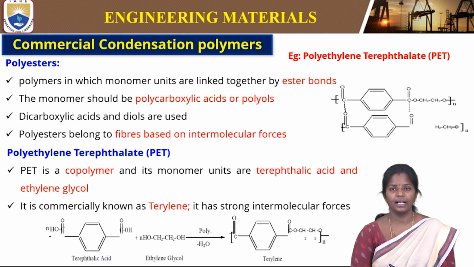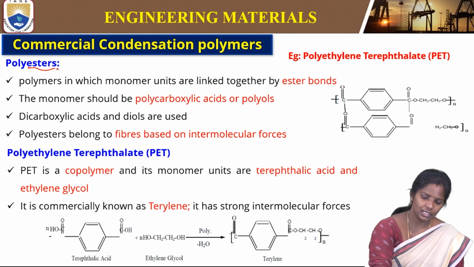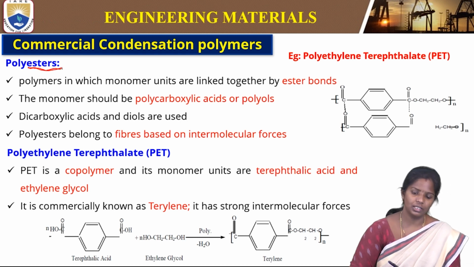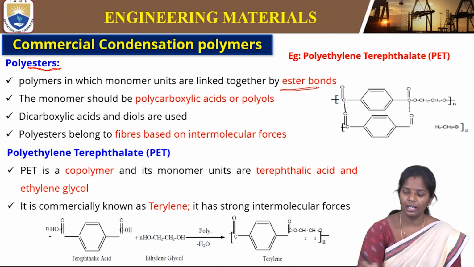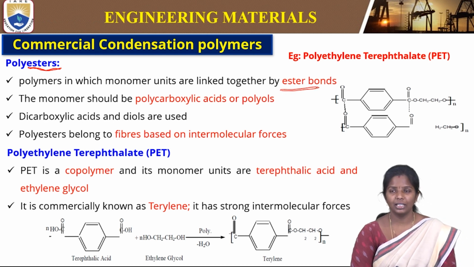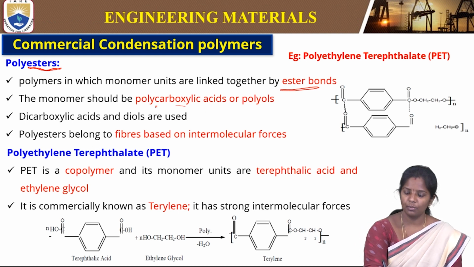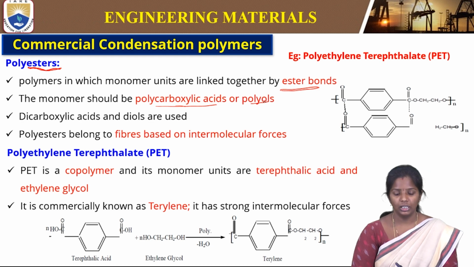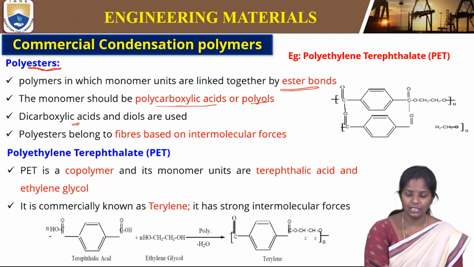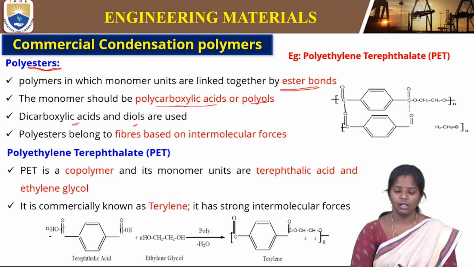So let us see the next one, polyesters. By the name itself, we understand esters. Ester is nothing but the monomeric units are connected together by an esteric bond. So that is why it is called polyesters. So the monomers used are polycarboxylic acids and polyols. So generally dicarboxylic acids and diols are used in the manufacturing of polyesters. So these are the monomeric units used.